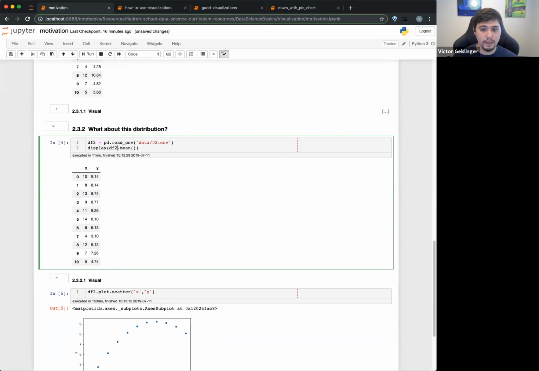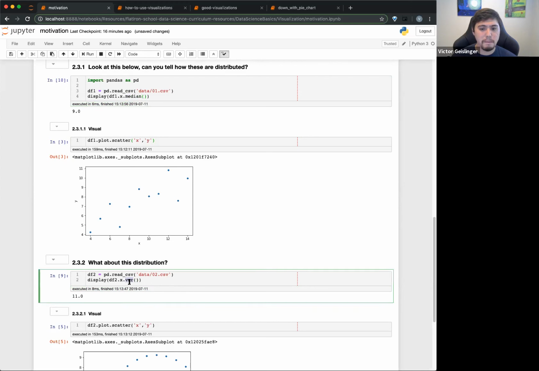In fact, if I do, let's say, the variance, the variance is also the same. And you're like, huh, really interesting, right? And let's see, what other things could we do? Mean, median, oh, median, right? They're the same again, but clearly they're very different.